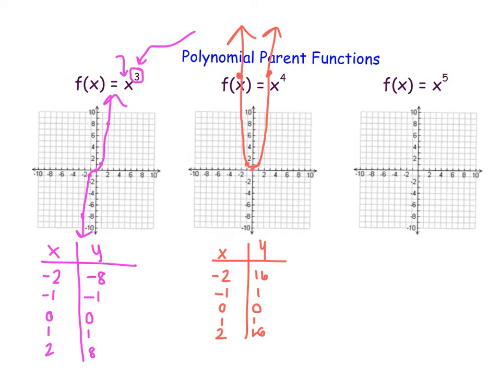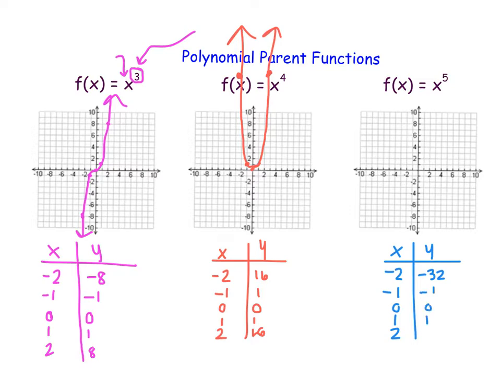Then finally, hopefully you're starting to see the pattern here. If we did x to the power of 5, again, we would take all of these values, -2 to 2, and take them to the power of 5. If we do that with -2, we end up with -32. With -1, we end up with -1.